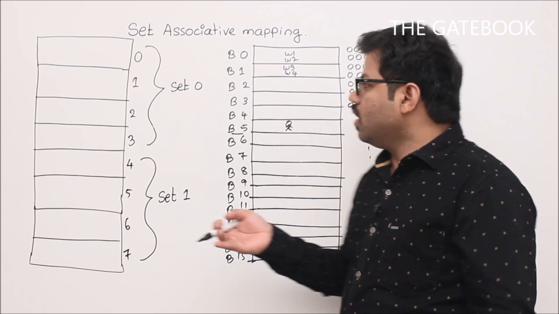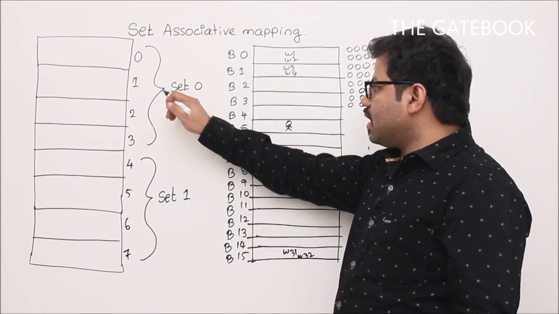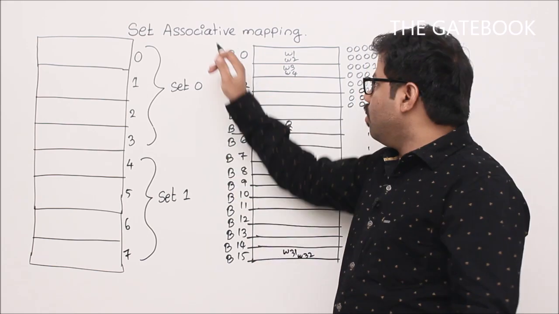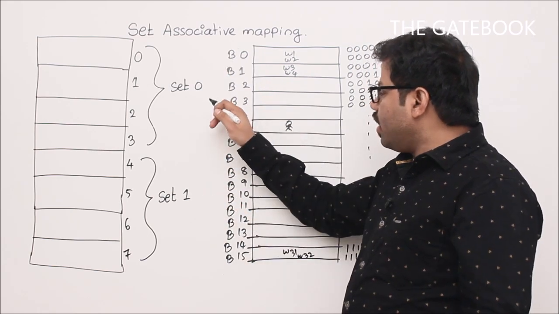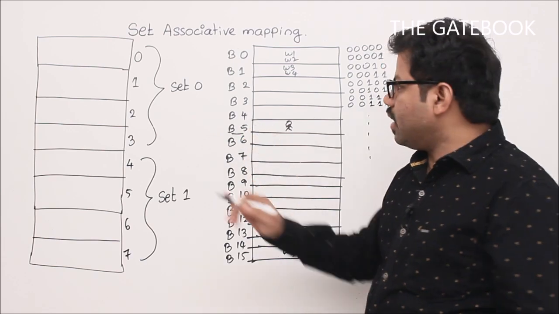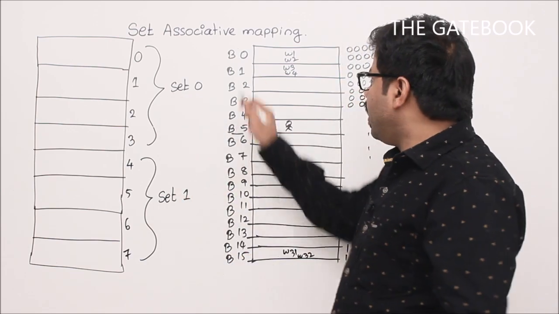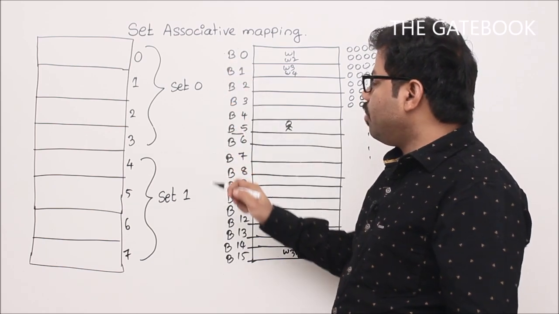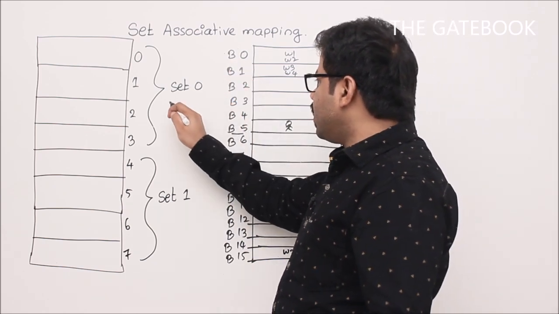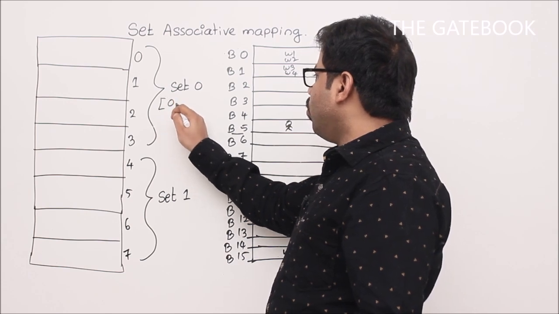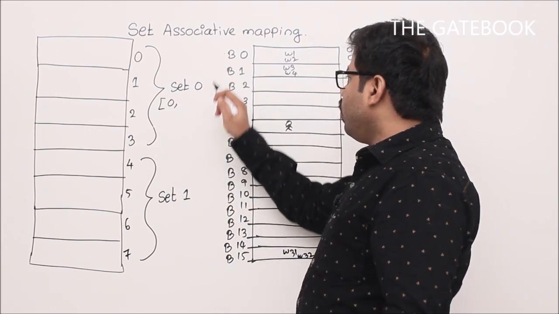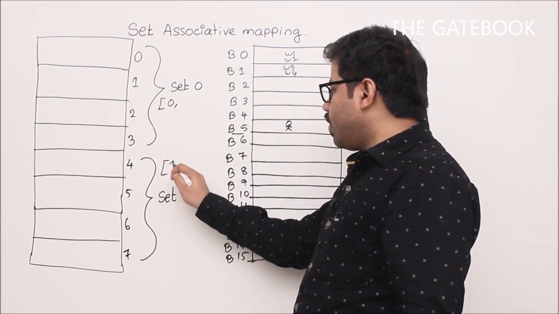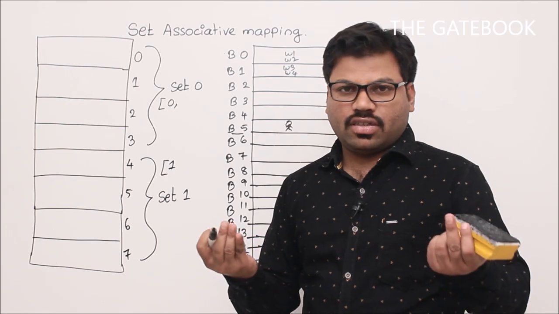How I decide is, I simply divide, because I have two sets, right? Then I take the main memory block number and divide that block number by 2, because the number of sets is 2. For example, let's say B0, block number 0, right? So 0 will go to set 0. That means the candidates for set 0 are block 0, and then 1. When you divide 1 by 2, what is the remainder? Remainder 1, right? That's why it will go to set 1. That is the logic, correct?